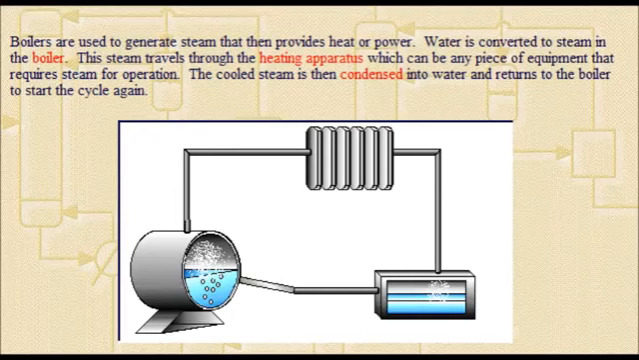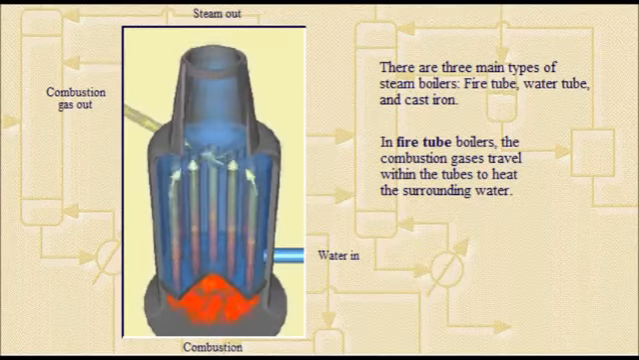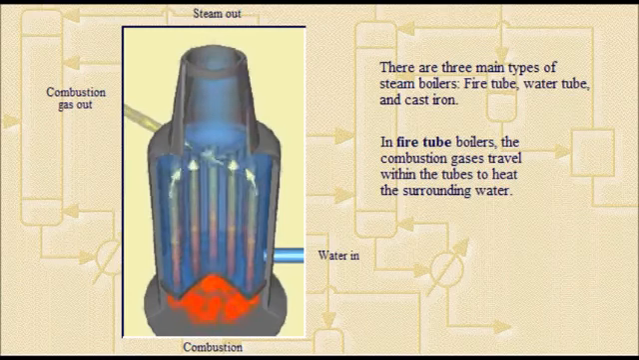Water is converted to steam in the boiler. This steam travels through the heating apparatus, which can be any piece of equipment that requires steam for operation. The cooled steam is then condensed into water that returns to the boiler to start the cycle again. There are three main types of steam boilers: fire tube, water tube, and cast iron.